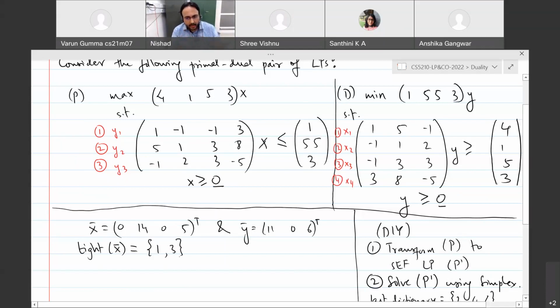Can somebody tell me what are the tight constraints for y bar with respect to the corresponding LP, so the dual LP? If you plug in 1106 into A transpose y at least c, which ones are tight? 2 and 4. Yes, that's right.